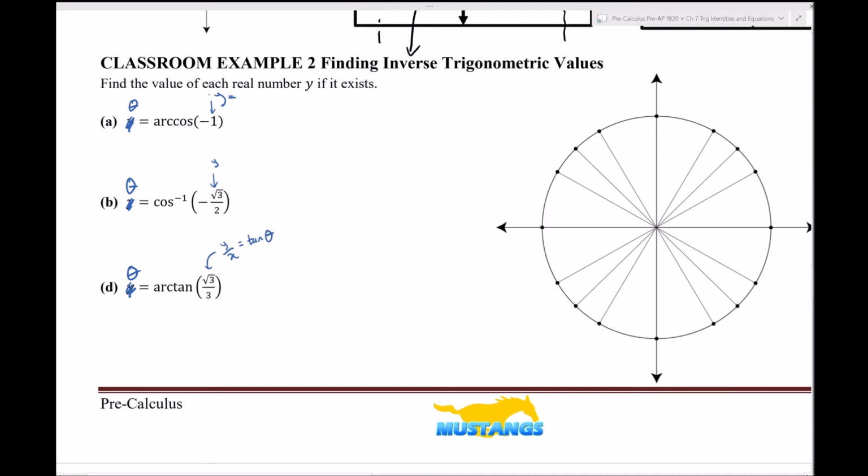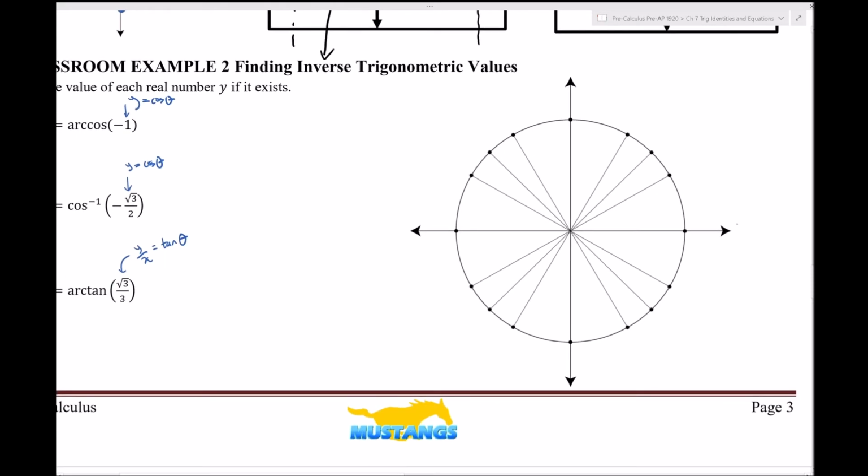So if I finish that off, y is equal to cosine theta. That's the way we think of it. So if I look for letter A, we want theta equals arc cosine of negative 1. We're literally looking for the angle theta that makes cosine negative 1. So cosine, if you remember correctly, is the x coordinate. So x is equal to cosine theta. We're talking about the right half, or sorry, not the right half, the upper half.